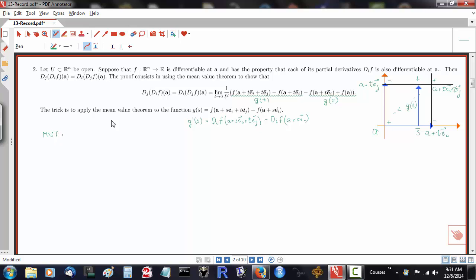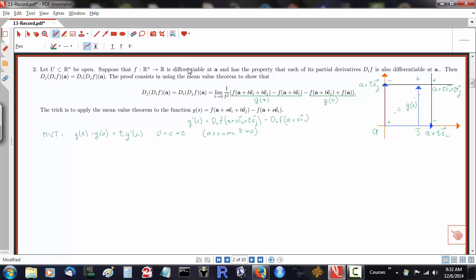The mean value theorem applied to this function of one variable says g of t minus g of 0. That's what we're interested in because it's the quantity that we're going to divide by t squared and take the limit of. And of course the mean value theorem just says that's equal to t times the derivative g prime evaluated somewhere in between 0 and t. And for the sake of simplicity, I'm going to assume that t is greater than 0, so I don't have to fuss around with absolute value signs.